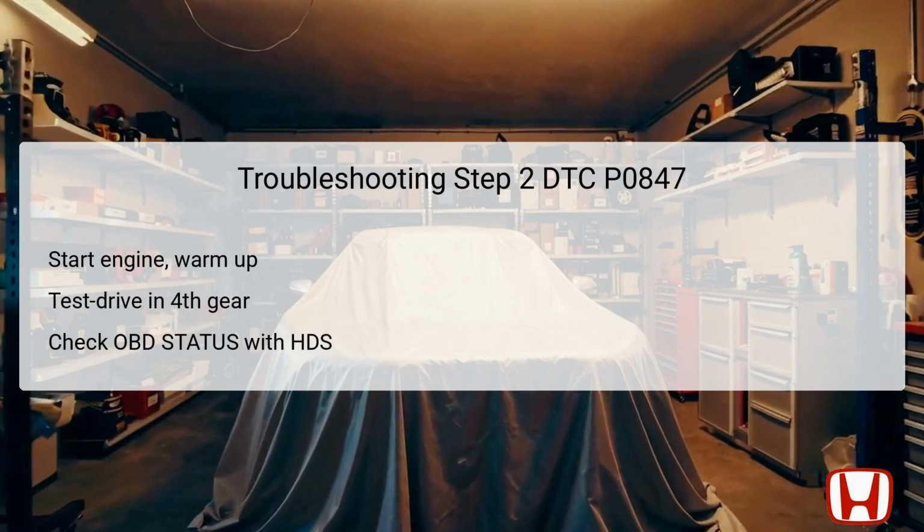In step 2 of the troubleshooting process, the technician will first start the engine and allow it to warm up to its normal operating temperature, which is essential as the transmission requires a certain temperature to function correctly. The radiator fan coming on is a good indicator that the engine has reached optimal temperature. Once the engine is warmed up, the next action is to test drive the vehicle, specifically in 4th gear, for a minimum of 2 seconds.